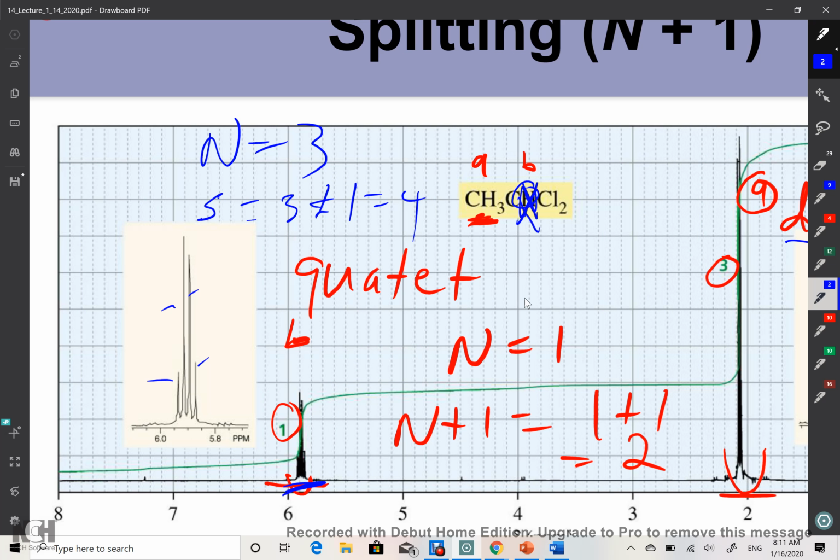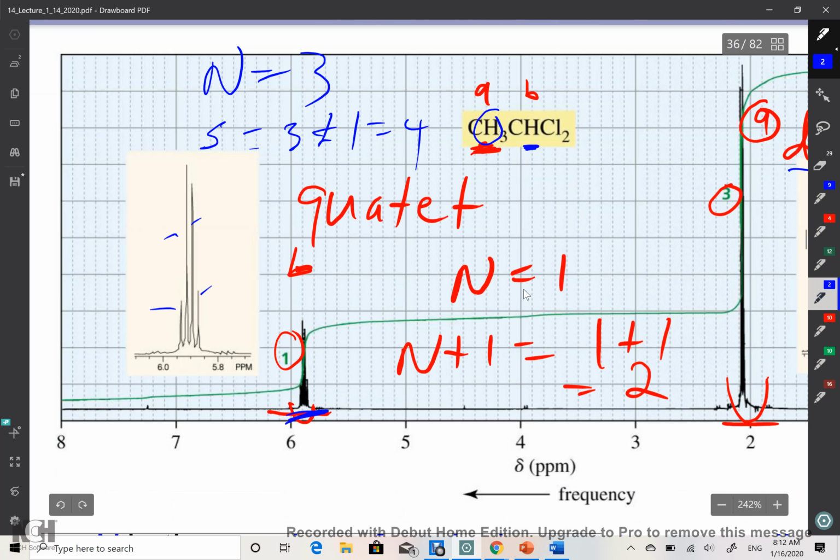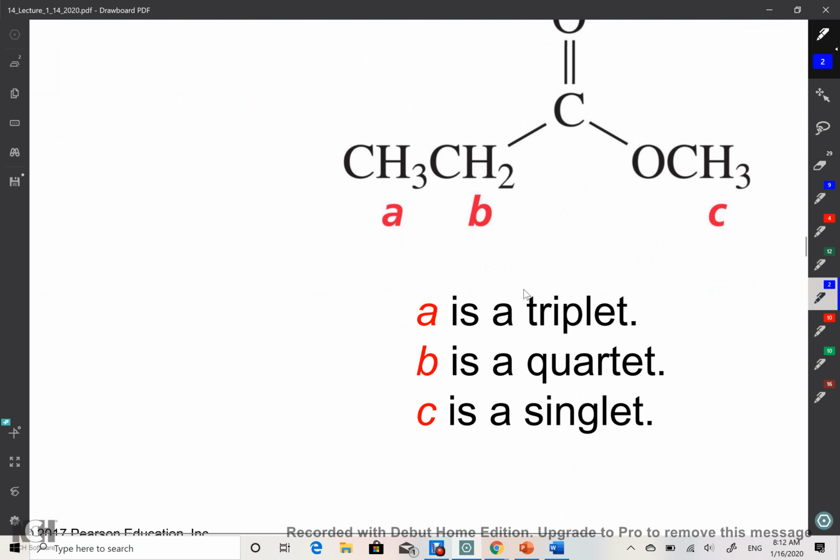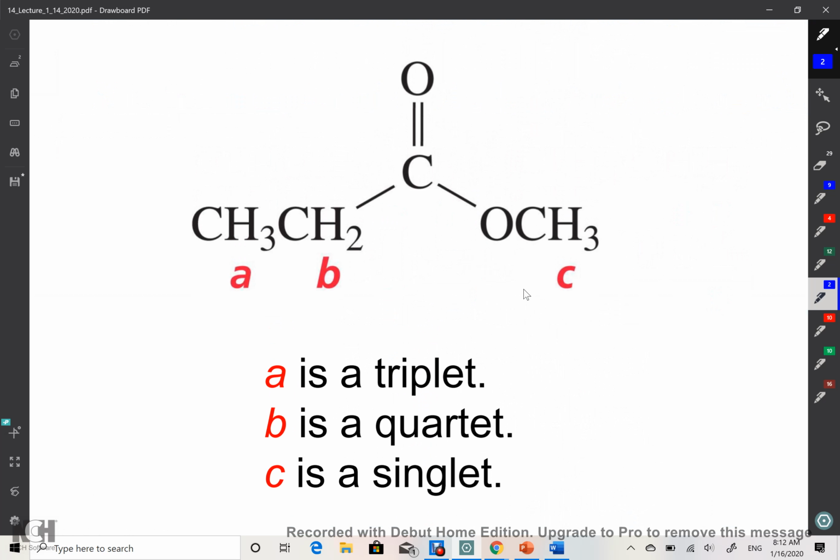This is signal B, and these are the 3 protons. Does that make sense? It will make sense, trust me. Let's look at this molecule.